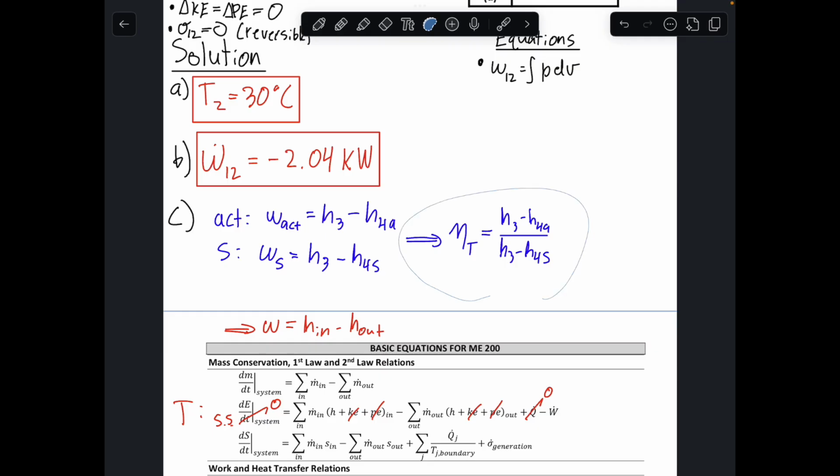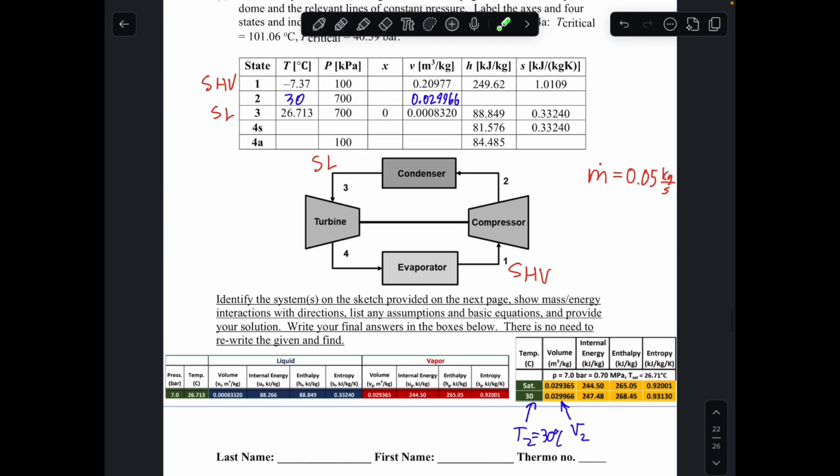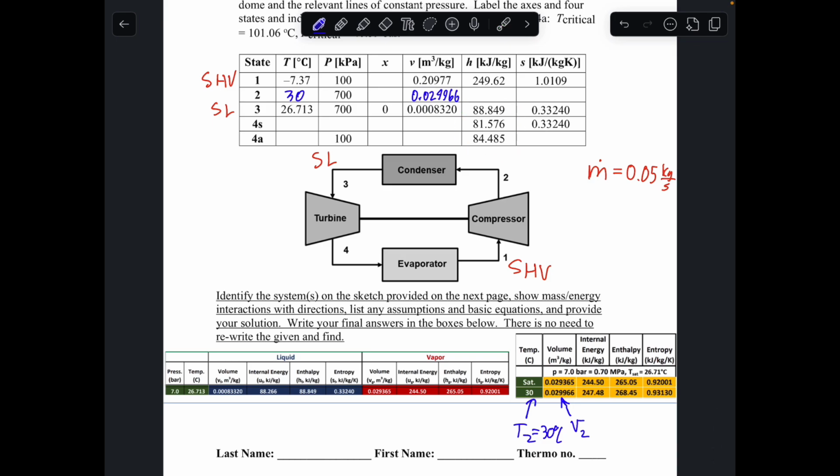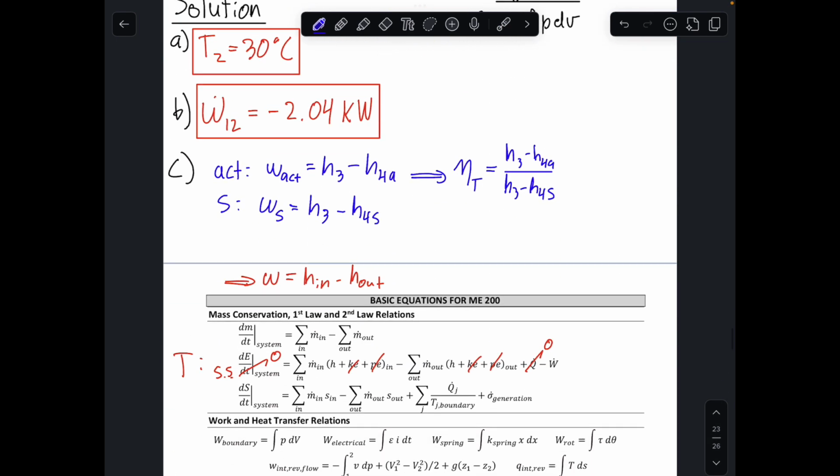So if we just plug in our values here, again, we have all of these in the table up here. It's these three values right here. So plugging those in, we should get, I'll move down here, our turbine efficiency is equal to H3, which is 88.849 kilojoules per kilogram, minus H4A, which is 84.485 kilojoules per kilogram.